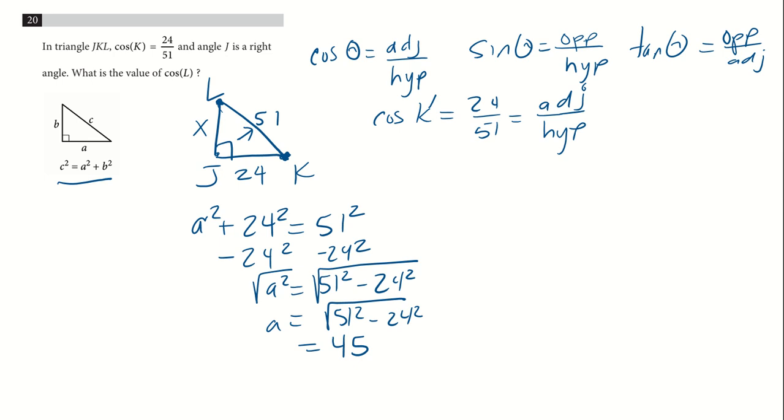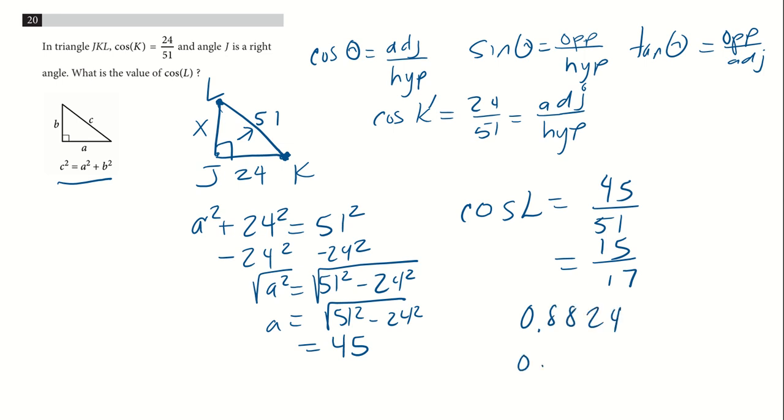Now with this problem, I'm going to go ahead and finish it out, and then I'll tell you what the answer key was, a little interesting. Cosine of L is going to be adjacent to L, so that's x, which is 45 over 51. In the answer key, they had it simplified, which I can simplify down in lowest terms and get 15 over 17. It also had the decimal equivalents, 0.8824, and it also has 0.8823 as a potential answer.